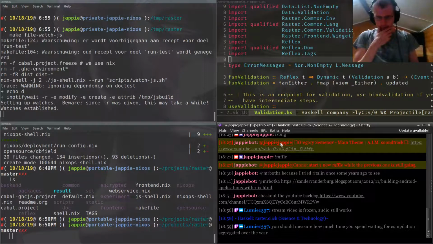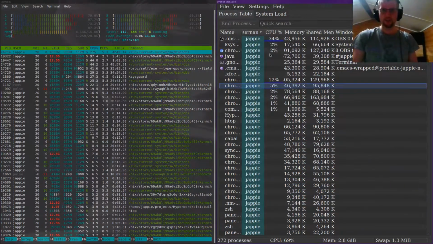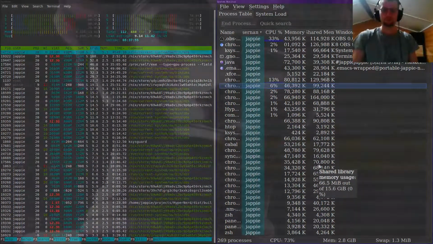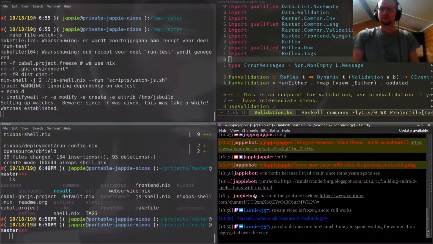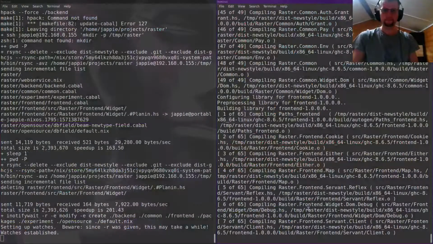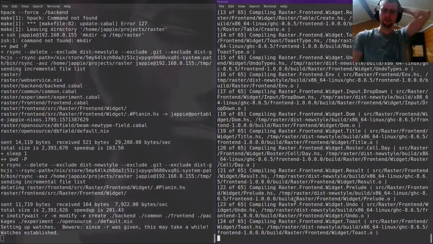You should measure how much time you spent waiting for compilation aggregated over the year. Yeah. No, like I spent an hour or two waiting for Hibernate to basically compile dependencies. And the reason for that is my CPU is struggling. Now, actually, OBS is using less CPU. I think OBS had some issues. Before it was at like 50%, now it's 30. I know what happened. It probably just started lagging behind recording and then tried to catch up.